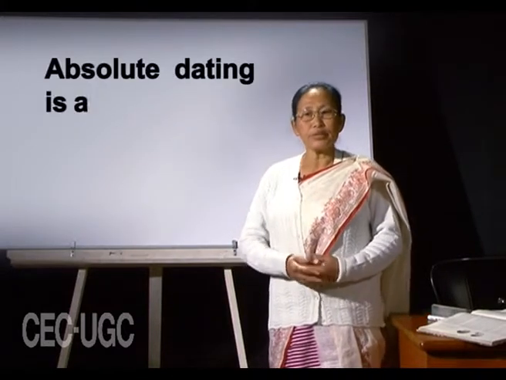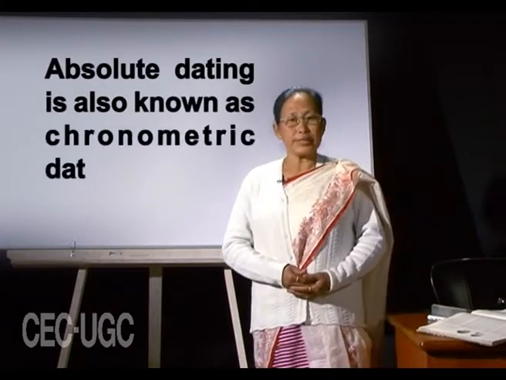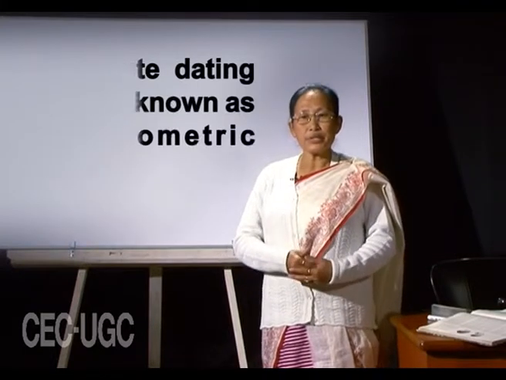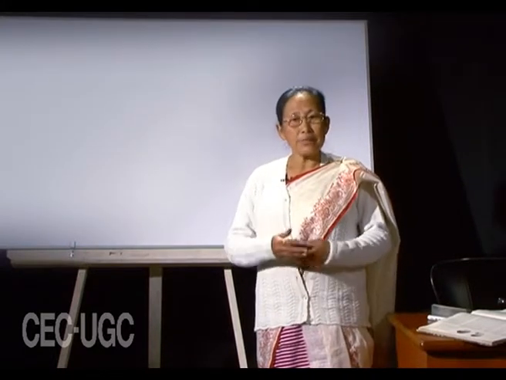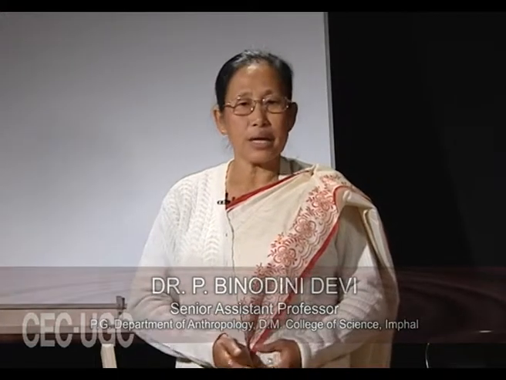Absolute dating is also known as chronometric dating. It is primarily sought to establish time sequence in terms of years. It provides the actual time span of a site sequence with close approximation. Absolute dating usually demands a high technology laboratory and hence it is costly.